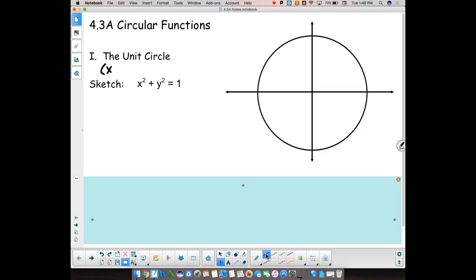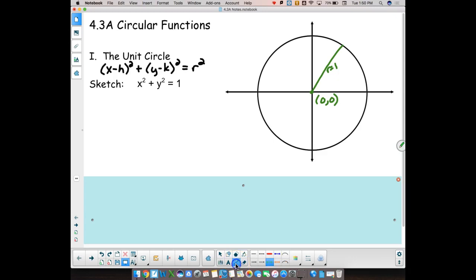So, recalling from when we did the conic sections unit, the equation of a circle is x minus h, quantity squared, plus y minus k, quantity squared, is equal to the radius squared. Well, the unit circle is a circle where the radius is equal to 1 and it's centered at the origin. So the equation of the unit circle is x squared plus y squared equals 1. Okay? That's the equation of the unit circle.